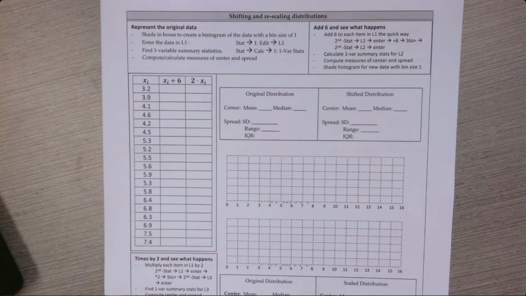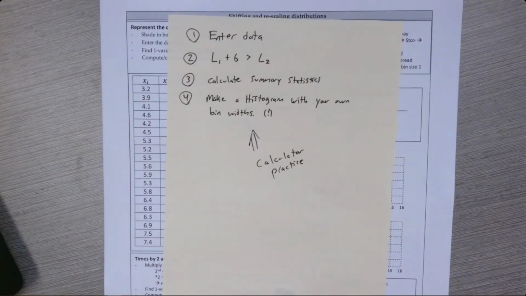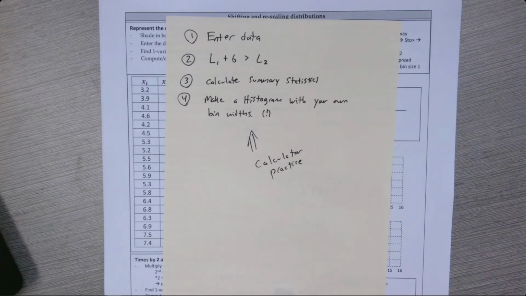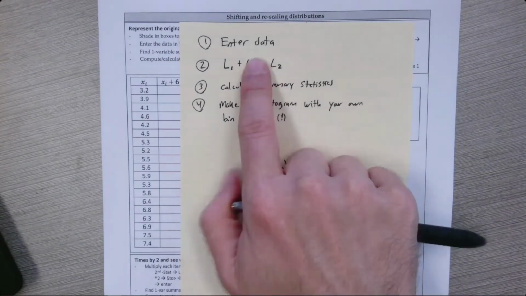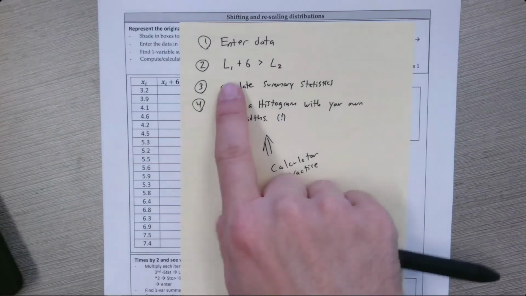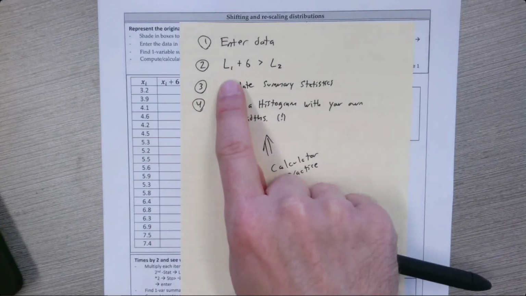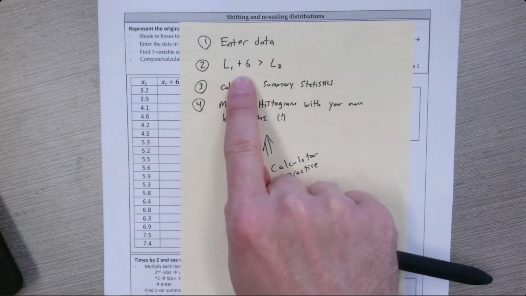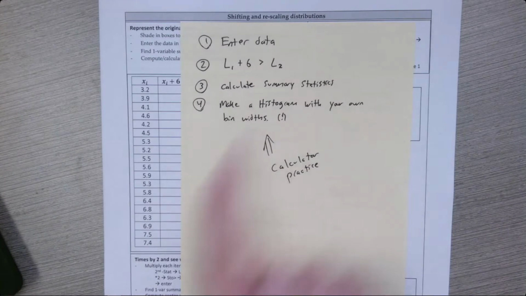All right, here we are on the back page. This actually is a lot of stuff to do, so let me focus you on what the purpose is. The purpose here is I want you to practice a few calculator skills. I want to make sure that you remember how to enter data. Can you enter all those into a list? Then I want to show you how to do the same computation to every value in a list. So can you take the entire list 1, add 6 to every single value, and save that into list 2? I'll show you how to do that.